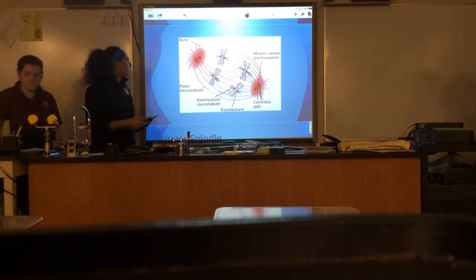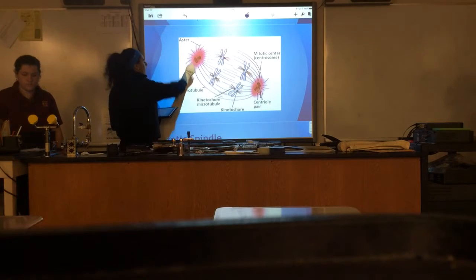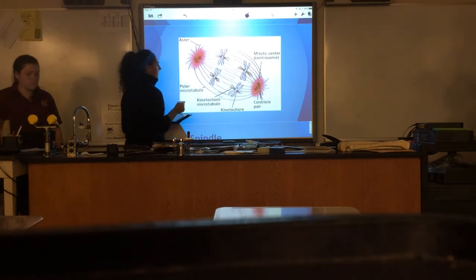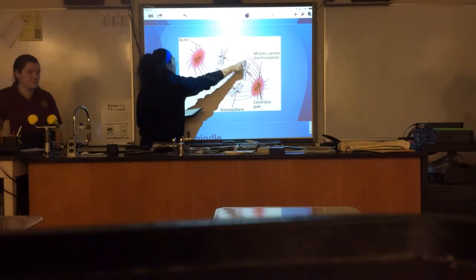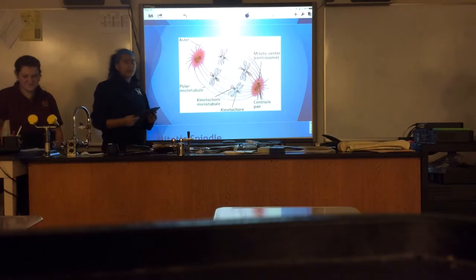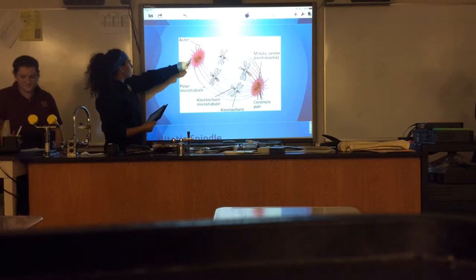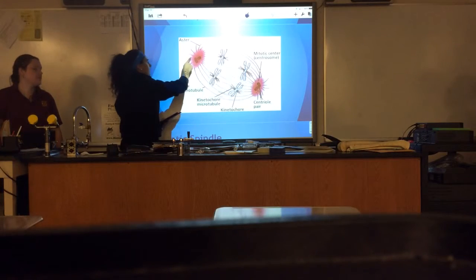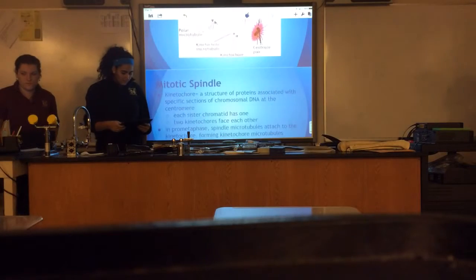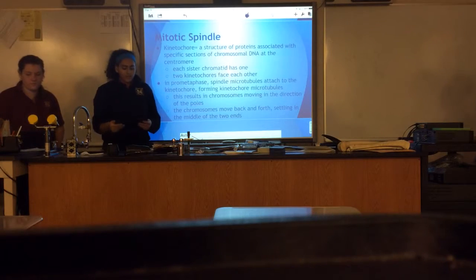To explain what that is, these are the centrosomes on opposite sides of the cell, and inside you can see the centrioles. These long strands right here are the spindle microtubules, and then you see these little projections off the end. This is the outside of the cell right here, and these little projections would be your asters.